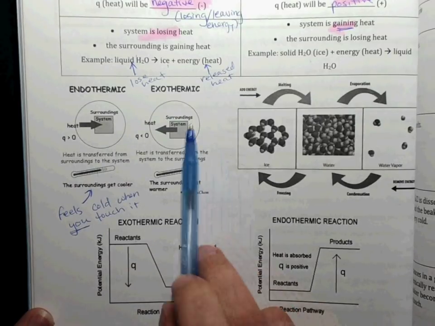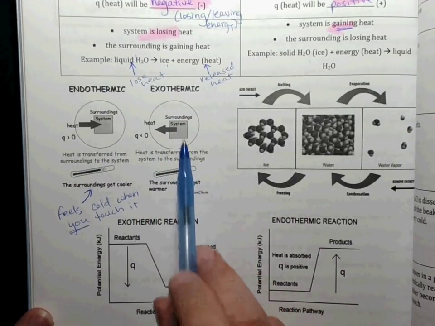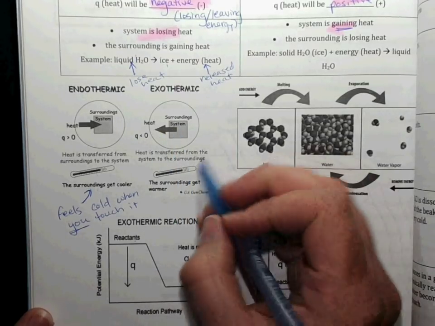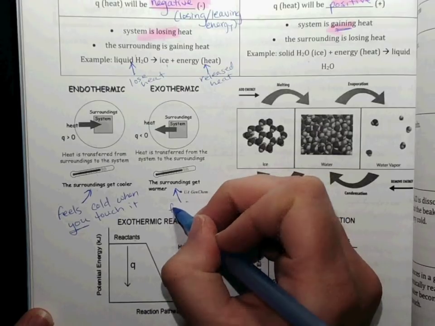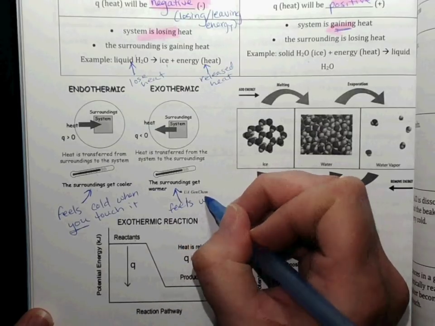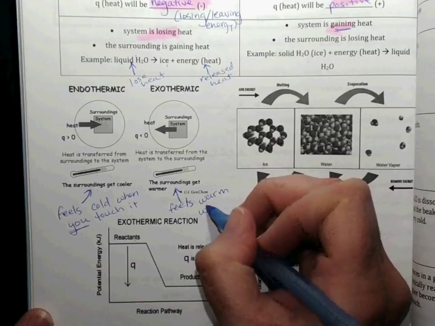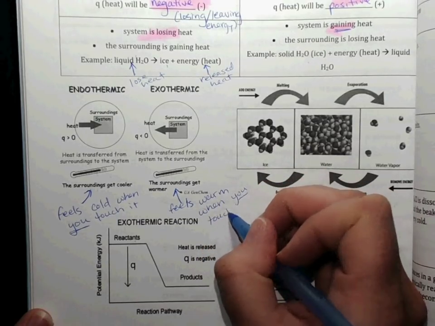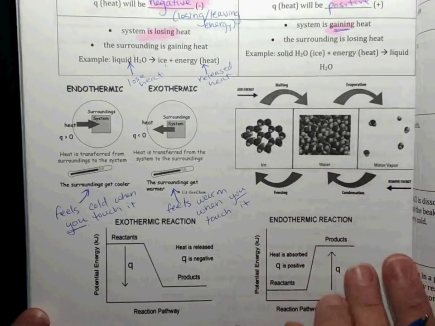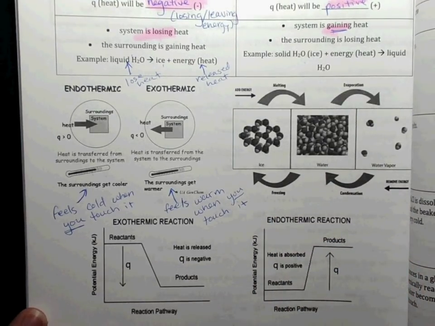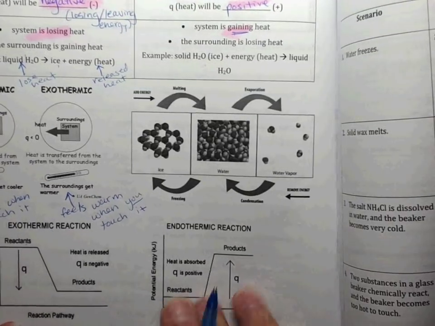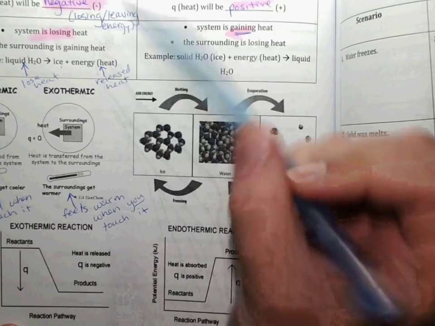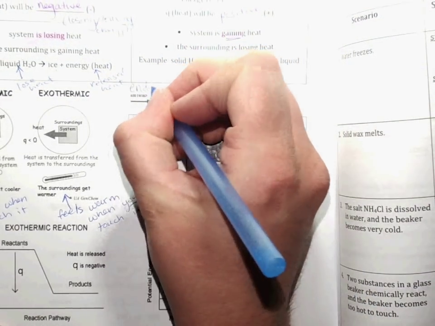For exothermic, the system's leaving. Heat is transferred from the system to the surroundings, so energy is leaving the system. The surroundings get warmer. Again, that means it's going to feel warm when you touch it. And that's because the heat is leaving the system and coming out to where you are, and you are part of the surroundings.